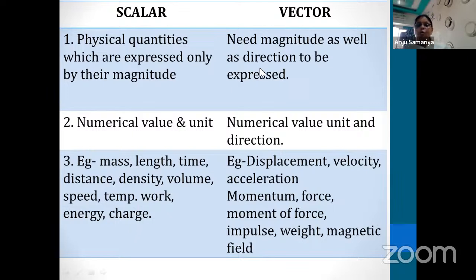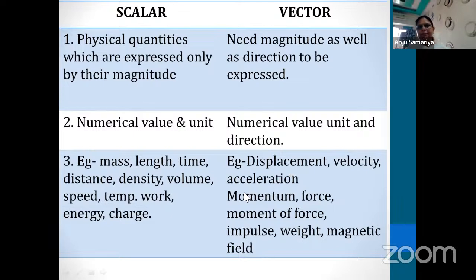There are other physical quantities which require a direction as well as their magnitude. That means you have to show whether it is going in the north, east, south, west direction, whatever. These quantities are incomplete without directions, and such quantities are called vector quantities. Vector quantities are those quantities which require magnitude as well as direction to express themselves: a numerical value, a unit, and direction. For example, displacement.